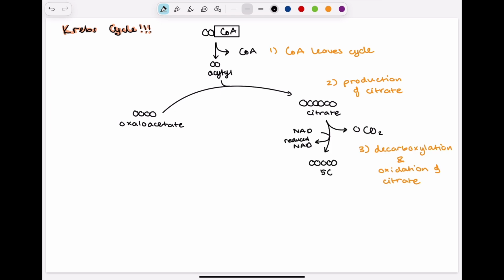I'm just going to leave it as a 5-carbon molecule, not give it a name. And we have produced carbon dioxide, and we have reduced NAD as a result of oxidizing citrate. Now, we're still not at our 4-carbon molecule, so this is going to be one more time, and we're going to lose another carbon, and we're going to oxidize this 5-carbon molecule. As a result, we will have a 4-carbon molecule.